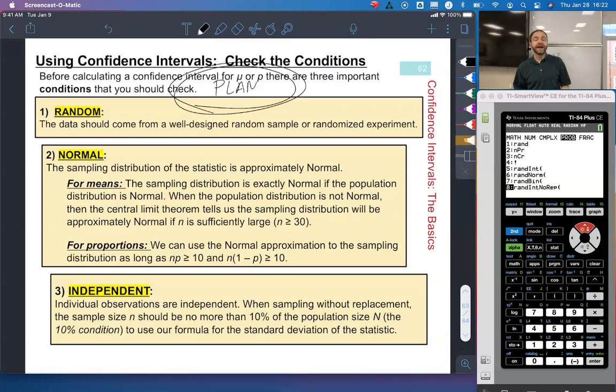Normal: for means, it has to either be from a normal population, or if it's not, then n better be greater than or equal to 30 because of the central limit theorem. For proportions, you must expect at least 10 successes and 10 failures. And individual observations are independent of each other, but if you're sampling without replacement, like I did with the means problem for the semester exam score, then that 10% condition must be taken care of. Your sample size cannot be larger than 10%, so 10n is less than or equal to capital N, your population. That's what we dealt with before.